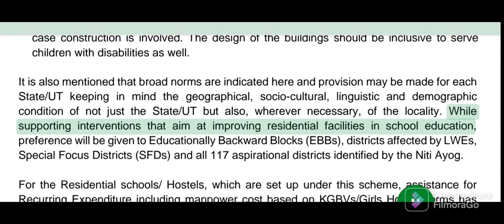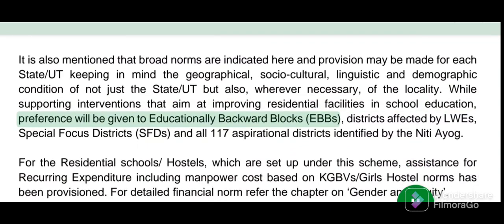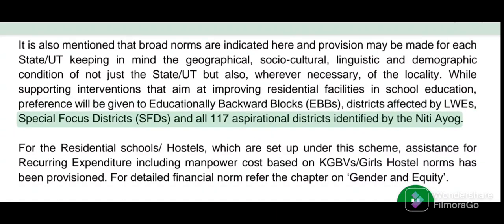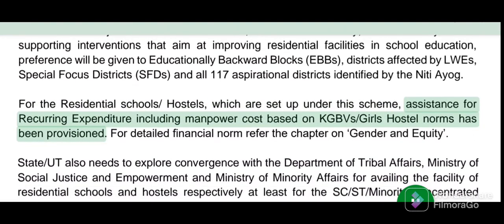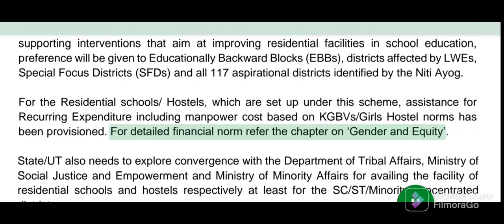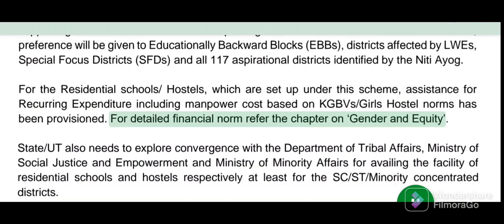While supporting interventions that aim at improving residential facilities in school education, preference will be given to educationally backward blocks, EBBs, districts affected by LWEs, special focus districts, SFDs, and all 117 aspirational districts identified by the NITI Aayog. For the residential schools and hostels set up under the scheme, assistance for recurring expenditure, including manpower cost based on KGBV's girls' hostel norms, has been provisioned. For detailed financial norms, refer to the chapter on Gender and Equity.